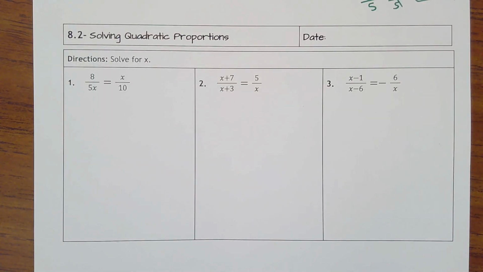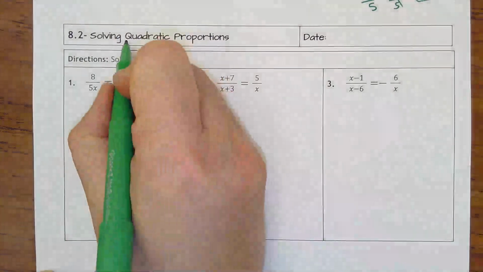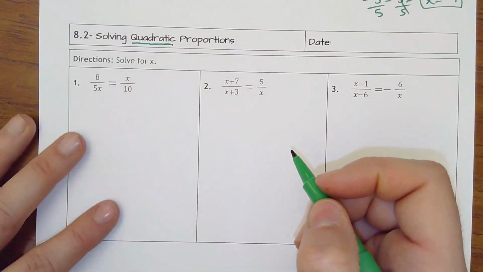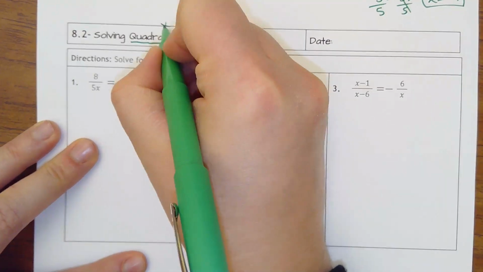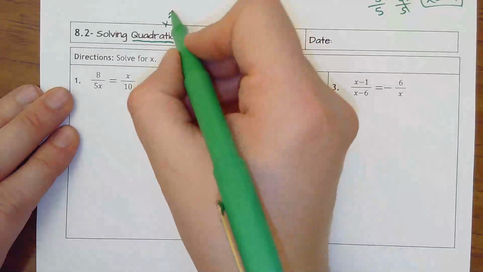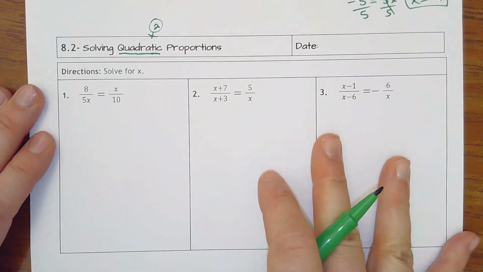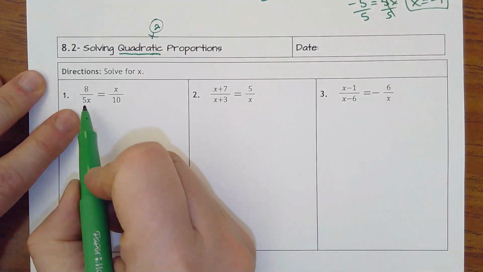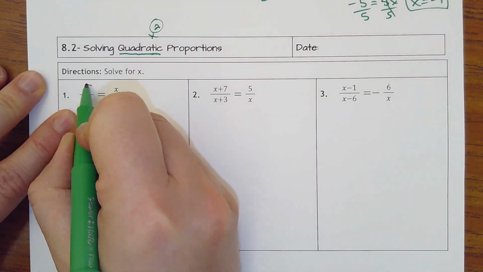8.2 gets a little harder because now we're going to get quadratic proportions, meaning I'm going to have an x squared term. Normally that means that I have two answers that work, but we'll see. Okay, so here I'm going to cross multiply.